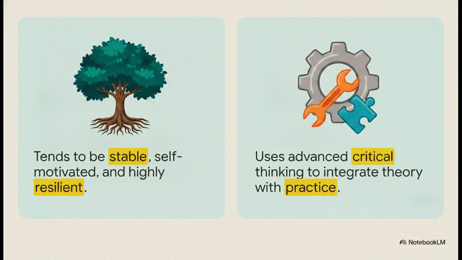Emotionally and cognitively, adults bring a really powerful synergy to the table. Emotionally, they possess a resilient, self-motivated stability. Sure, they might carry specific anxieties about performance or adapting to new tech, but generally, they're grounded. Cognitively, they rely on advanced critical thinking and reflective judgment. They seamlessly integrate abstract theories with practical, real-world application.